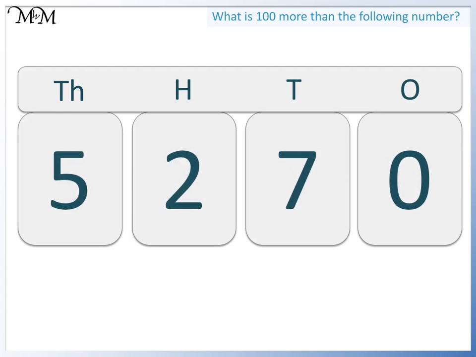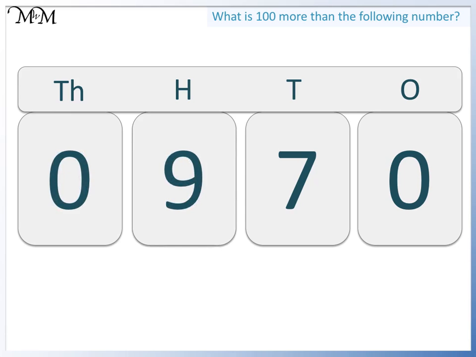What is 100 more than 5270? To add 100, we look at the hundreds column. 2 plus 1 equals 3. So 100 more than 5270 is 5370.